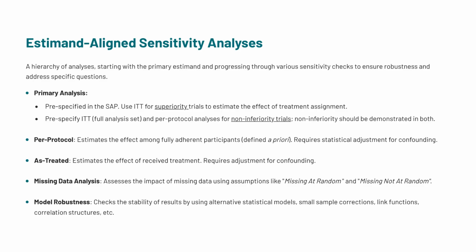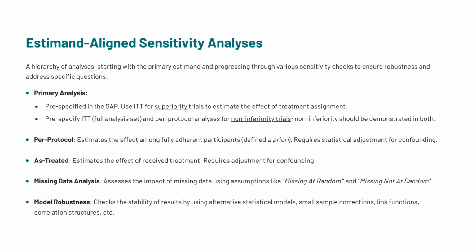Here, we present a hierarchy of sensitivity analyses while keeping the estimand central. We begin with the primary analysis, which must be pre-specified in the statistical analysis plan. For superiority trials, this is typically intention to treat, which estimates the effect of assignment. For non-inferiority or equivalence trials, it is good practice to pre-specify both ITT and per-protocol analyses. Non-inferiority should be demonstrated in both approaches.